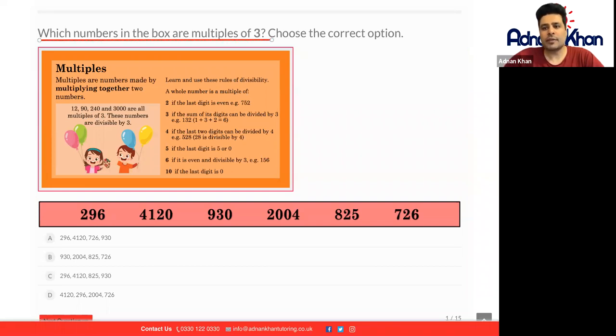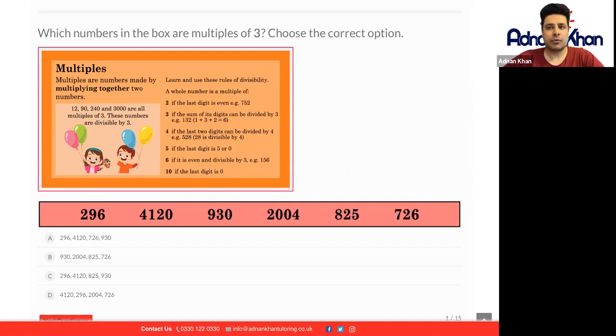Okay, so let's work out first of all what multiples are. If you see the description box here in front of you, it gives you an idea. Multiples are numbers made by multiplying together two sets of numbers. So 12, 90, 240, and 3000 are all multiples of 3. These numbers are divisible by 3. So any big number that is divisible by a prime number or smaller number is a multiple.